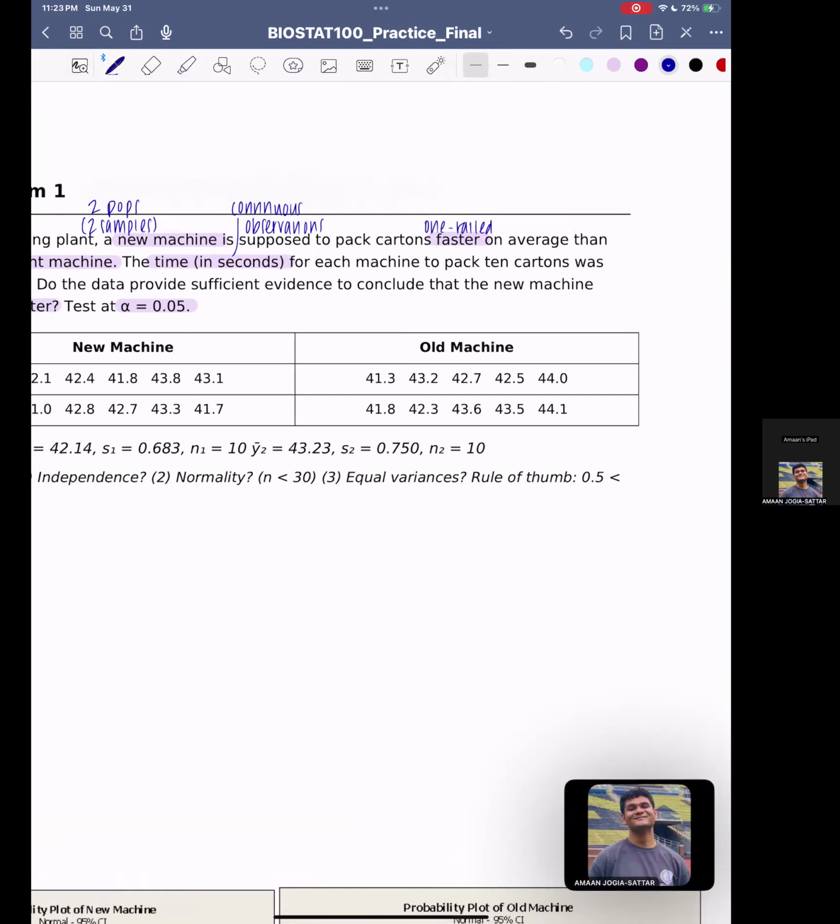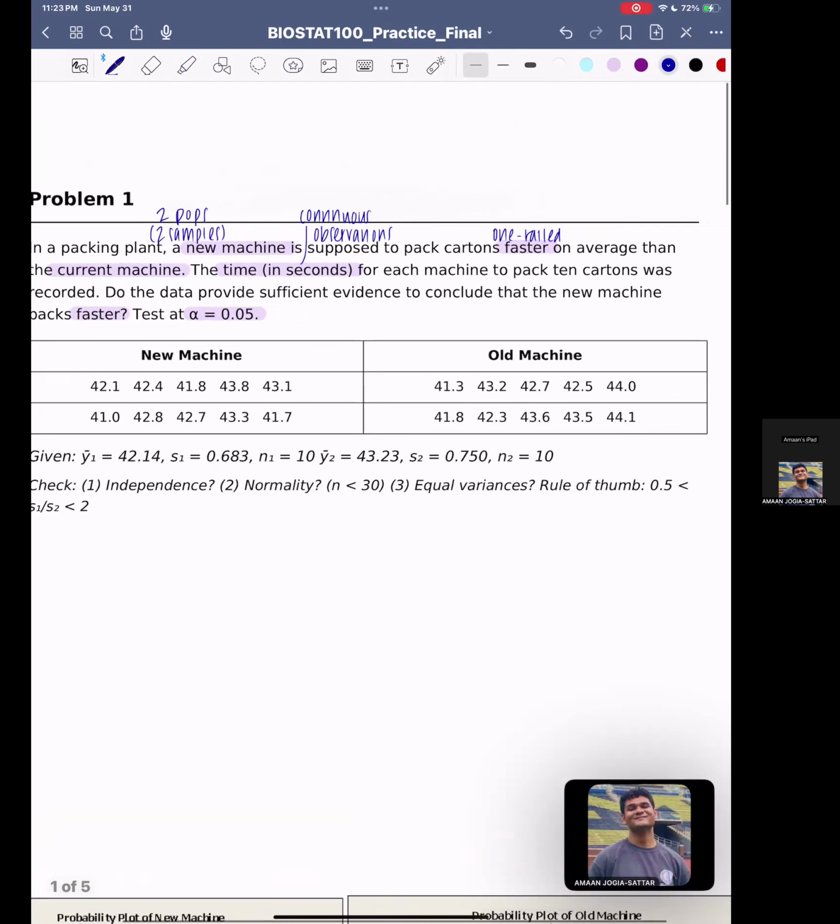We're not interested in just a difference. We're interested in the difference having a direction. All right. So I think that's enough information to get us started.